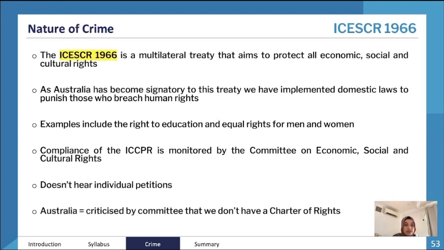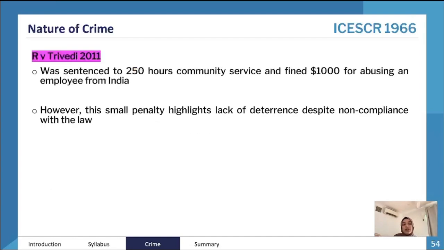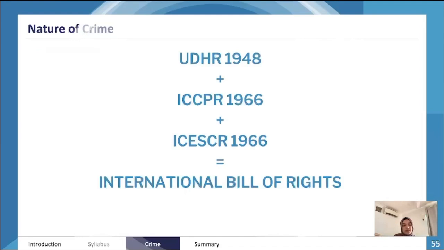Then we have the ICESCR, which is a multilateral treaty to protect economic, social, and cultural rights. So again, we are a signatory to this treaty. For example, these would include the right to education, the equal rights of men and women. Compliance with the ICESCR is monitored by the Committee on Economic, Social and Cultural Rights. They don't hear individual petitions though, and Australia has been criticised by the committee as we don't have a Charter of Rights, which is like a Bill of Rights of all of the rights that exist, which you will also learn about in your studies, in legal studies. So yeah, again, Ivy Trivedi case comes in. We did go through that earlier, so I'll skip over that.